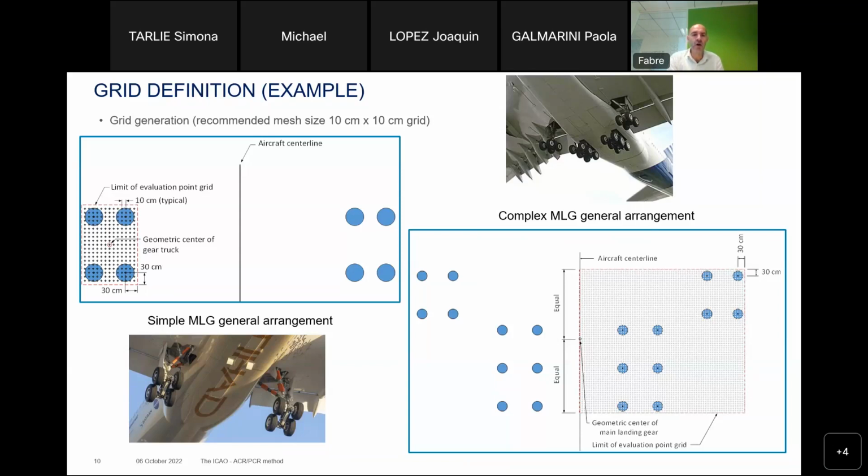So as you can see, in a simple gear configuration, we have a symmetrical axis because there is no interaction between the two gears because of the distance between each other. And for a more complex main landing gear geometry, on the right, so this is an example with an A380, we have a larger grid because some interaction can exist between the wing landing gear and the body landing gear of the aircraft. So this is an example of the grid which can be generated to compute the CDF.